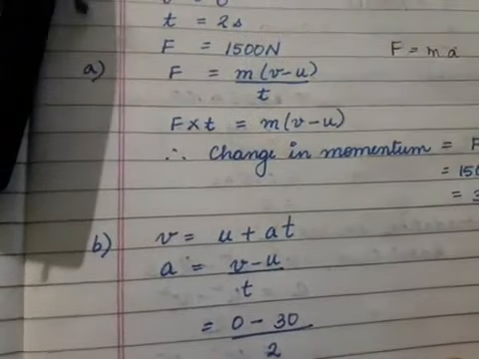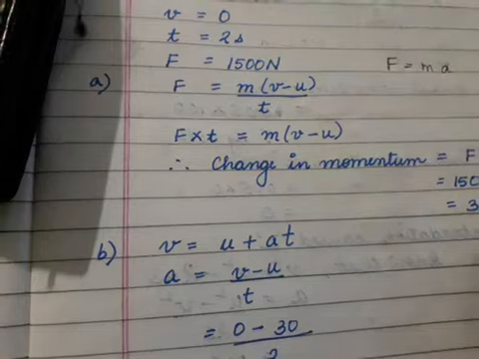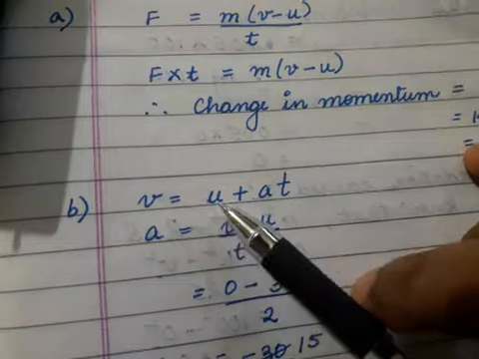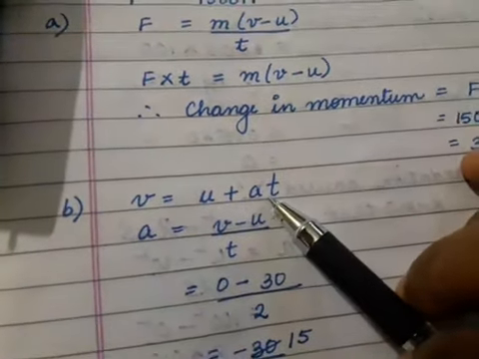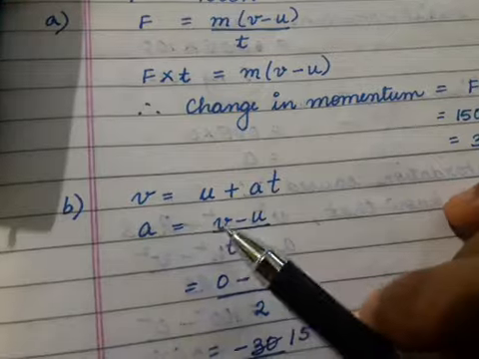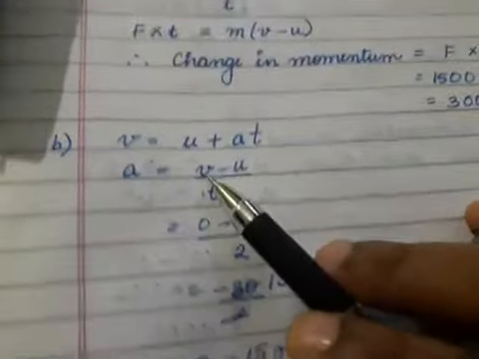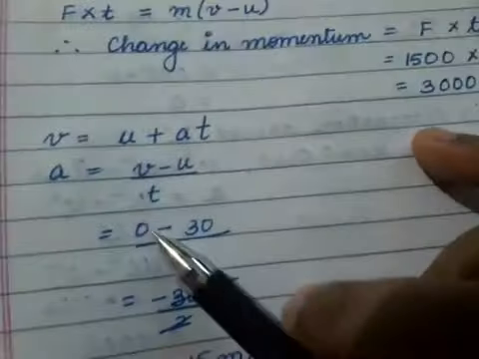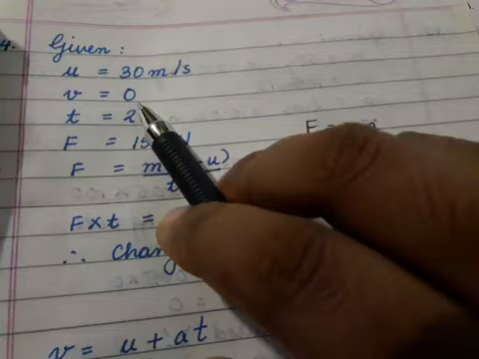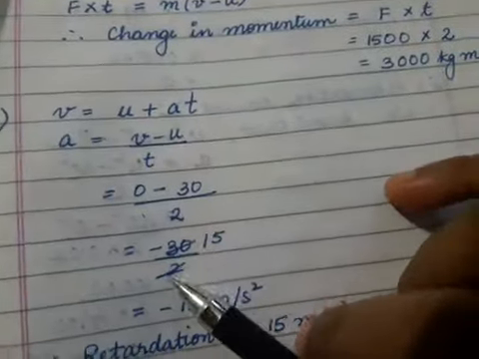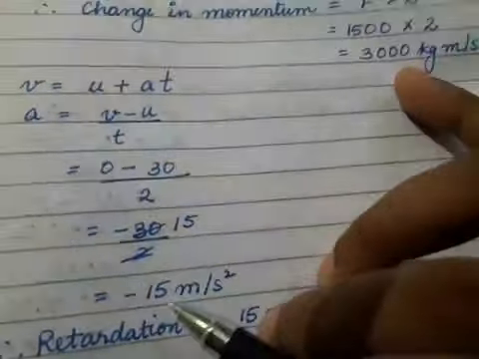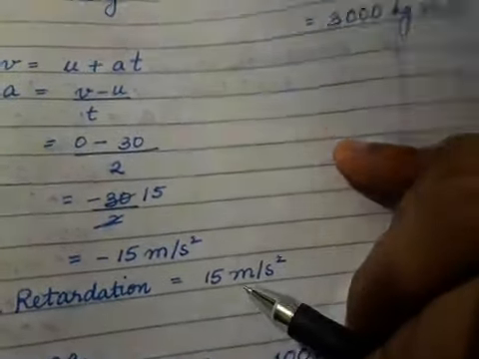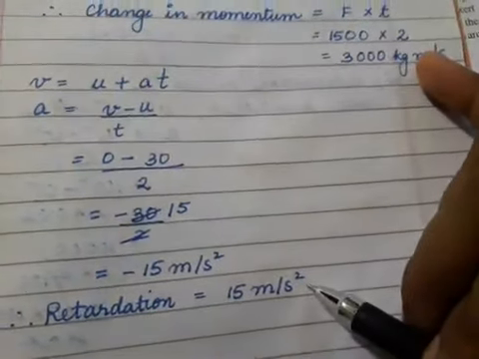Clear? Next we have to find out the retardation produced in the car. So using this formula, v is equal to u plus at, where a is the retardation. So a is equal to (v minus u) by t. V is my 0, u is 30. So 0 minus 30. T is given as 2 seconds, so you write 2 seconds. After that you will get, as it is retardation, a negative acceleration, minus 15 meter per second square, or retardation equals 15 meter per second square. Clear?